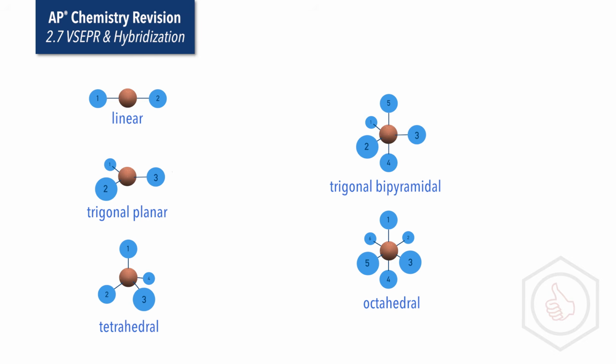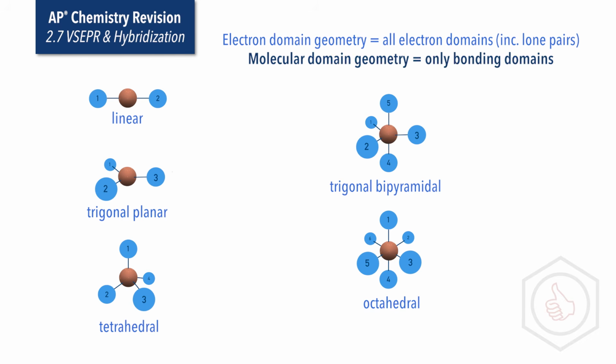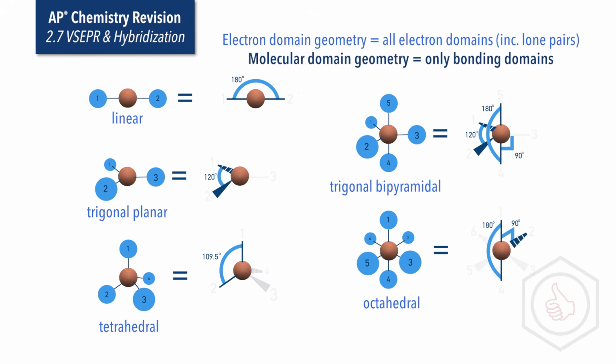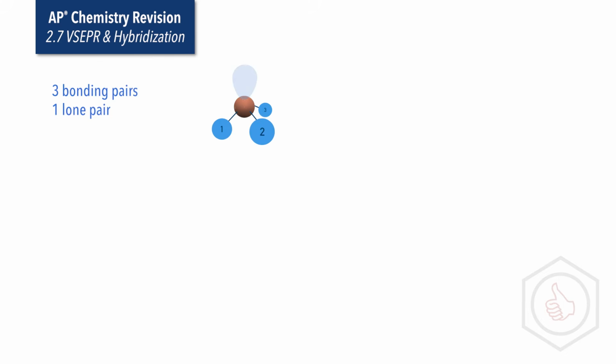The electron domain geometry that we've just looked at includes all electron domains, so bonding pairs and lone pairs. However, molecular geometry only considers bonded atoms, so lone pairs aren't included in the final shape. Now, if you only have bonding pairs and no lone pairs, the electron domain geometry will obviously be the same as the molecular geometry. But if your central atom does have lone pairs, we need to account for these. For example, if the central atom has 4 electron domains but 1 lone pair, then the molecular geometry is trigonal pyramidal, with a bond angle of approximately 107 degrees.